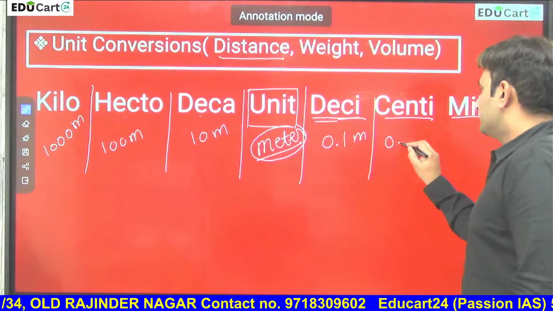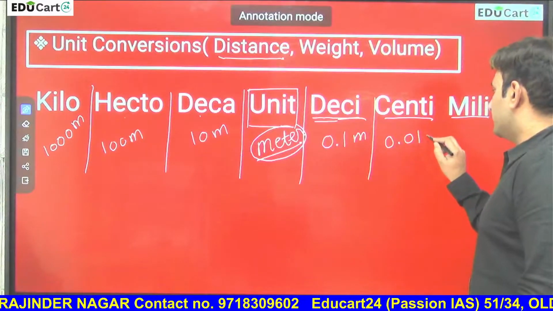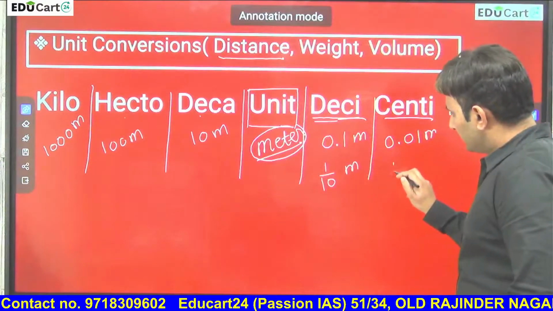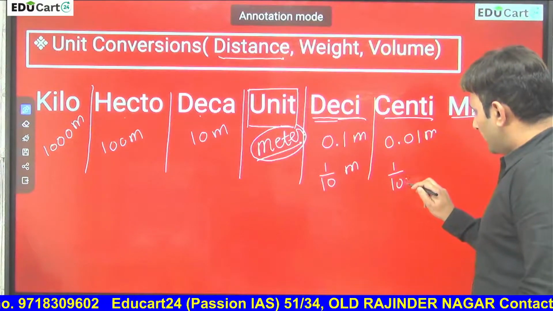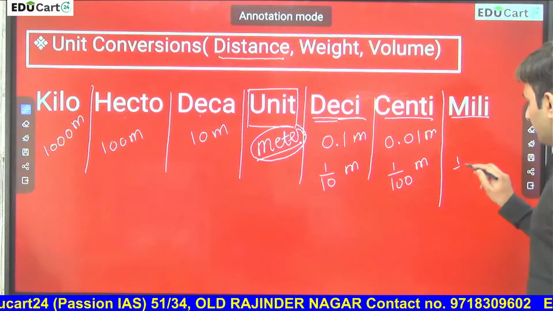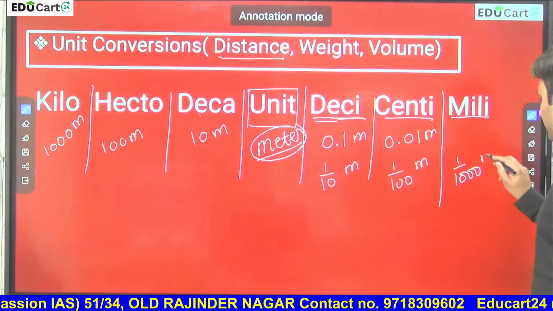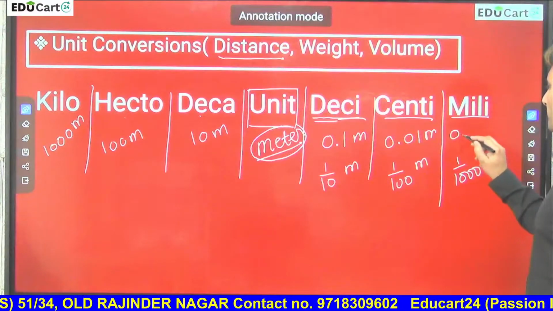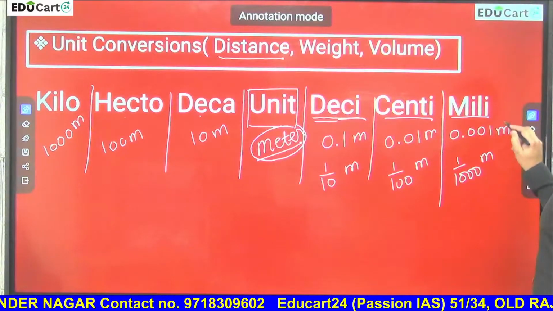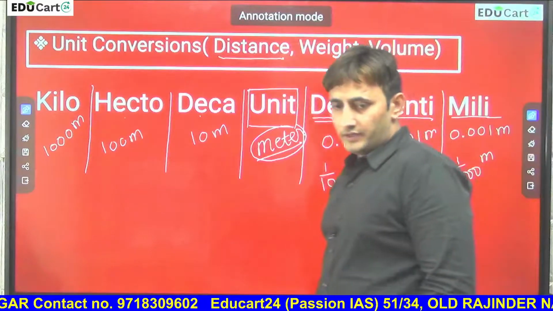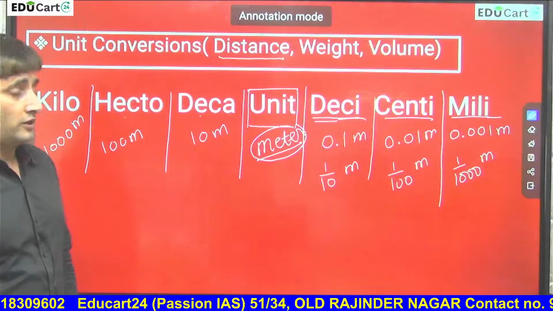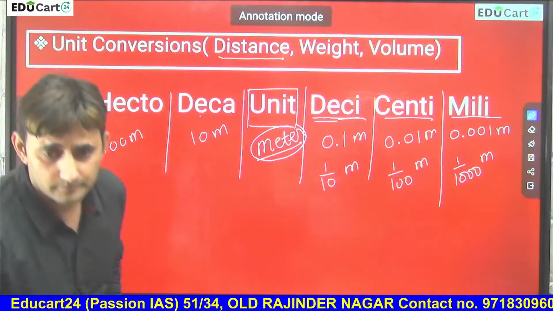This is 0.01 meter, or I can say this is 1/10 of the meter. This is 1 upon 100th part of the meter, and this is 1000th part of the meter, or you can say 0.001 meter. Fine. These things will be in the order. Okay.